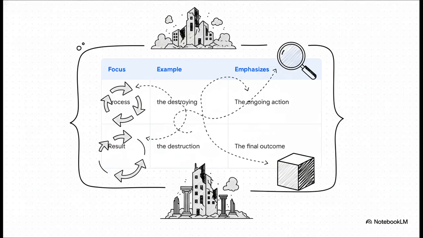We don't even need to look at different languages to see this at work. Just look at English. If I say, the destroying of the city, our grammar forces our brain to focus on the ongoing process. But if I make one tiny little change and say, the destruction of the city, the entire logical focus shifts to the final result. It's the same event, but a different grammatical blueprint creates a totally different mental picture.